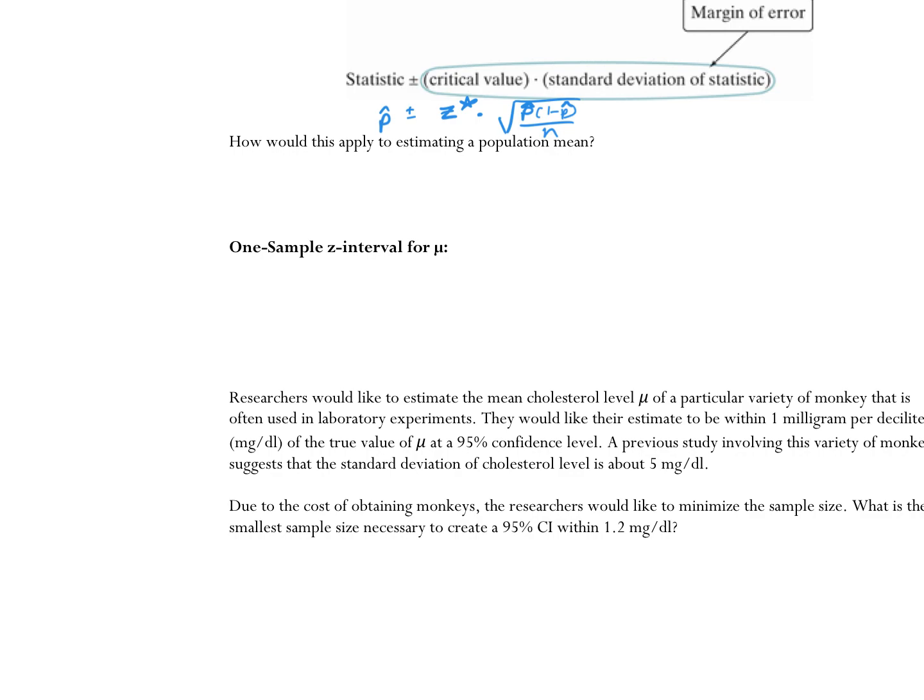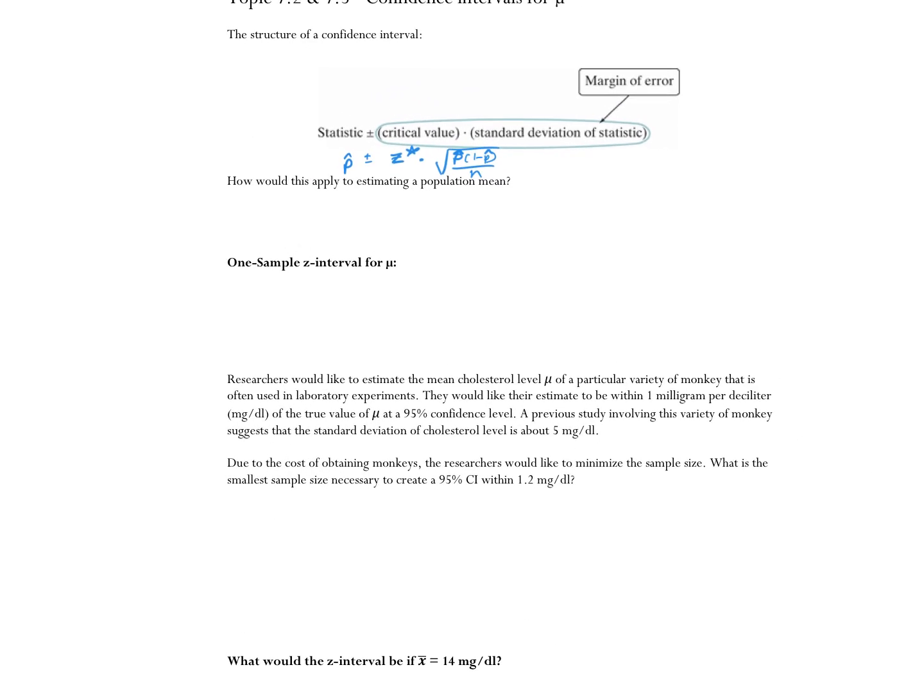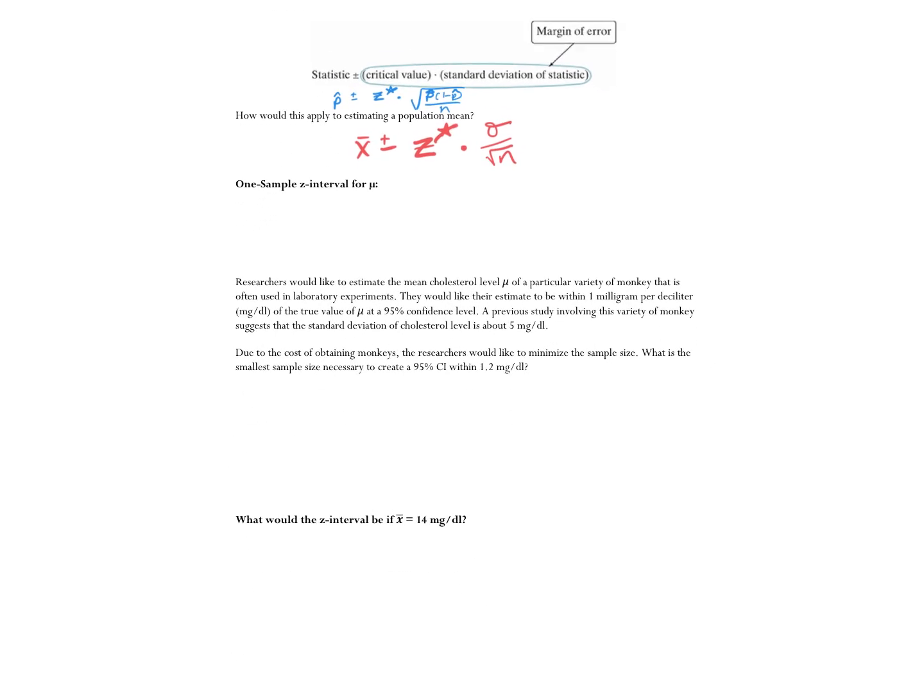If I wanted to apply that same structure for the means, what should my statistic be? X bar, plus or minus. For right now, we're going to do a z interval, so it'll be a z star for my critical value. What should I use for the standard deviation of my statistic? Sigma over root n. And this is how we calculate a one sample z interval for mu. Everybody good still? Okay, so we're going to be looking at one sample z intervals for mu.